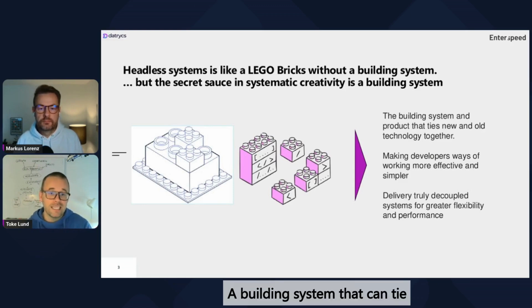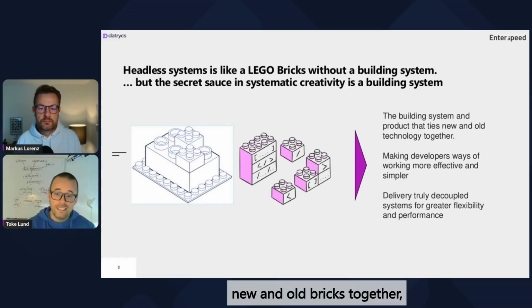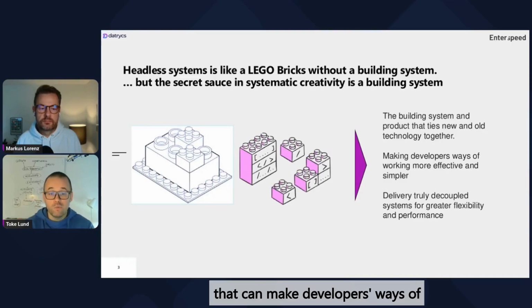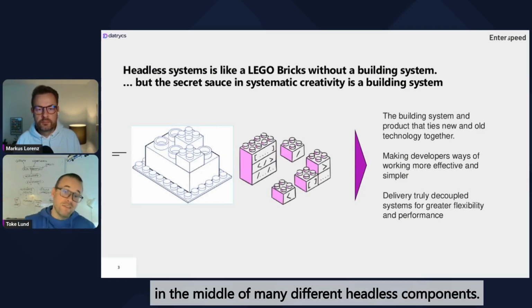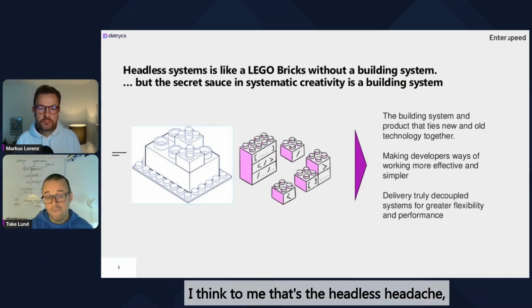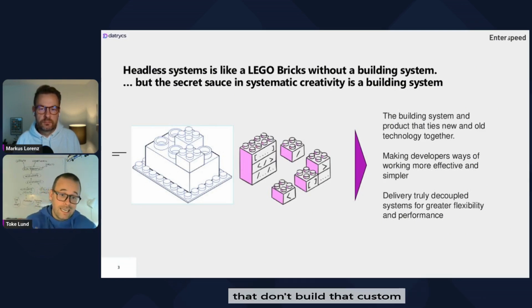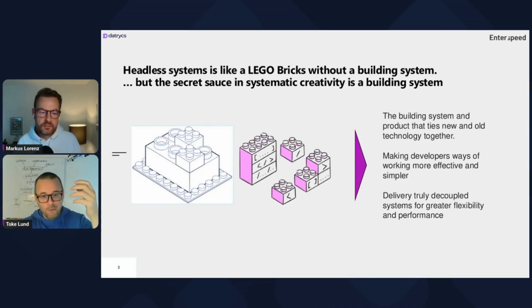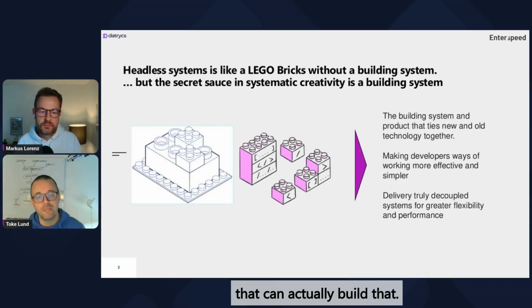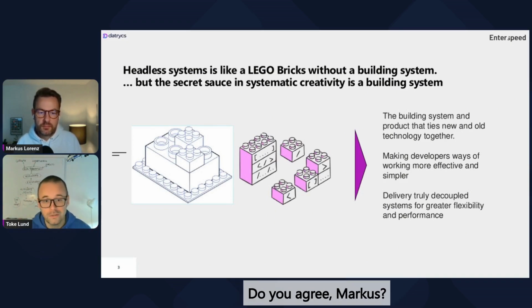But in order to have systematic creativity, you need a building system. A building system that can tie new and old bricks together, that can make developers' ways of working much more efficient. You can only do that by having a middle layer, a building system, in the middle of many different headless components. To me, that's the headless headache that nobody has really realized. Don't build that custom layer orchestrating all the data on top, but find a layer that can actually do that. Do you agree, Markus?